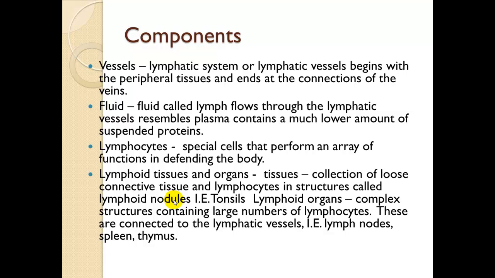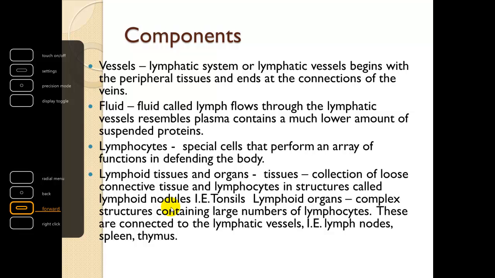Lymphocytes, another term, are special cells that perform an array of functions in defending the body. Lymphoid tissues and organs: tissues are collections of loose connective tissue and lymphocytes, and the structures called lymphoid nodules. Examples of these are going to be tonsils and lymph nodes throughout the body. Complex structures contain large numbers of lymphocytes. These are connected to the lymphatic vessels through the lymph nodes. Spleen and thymus are examples of these complex organs.